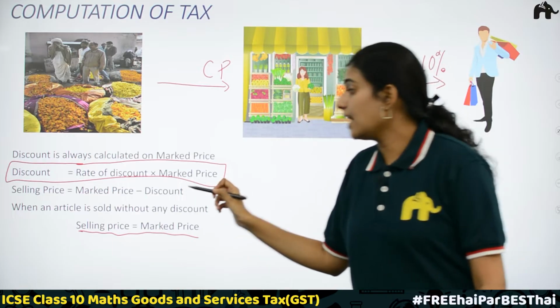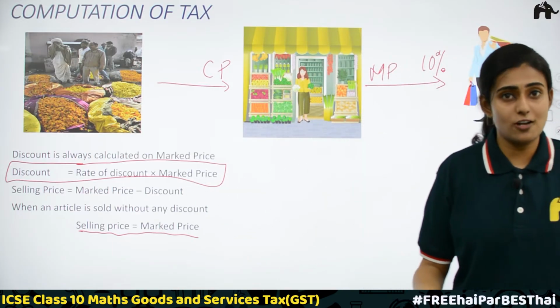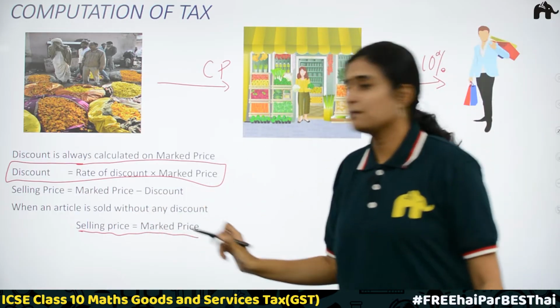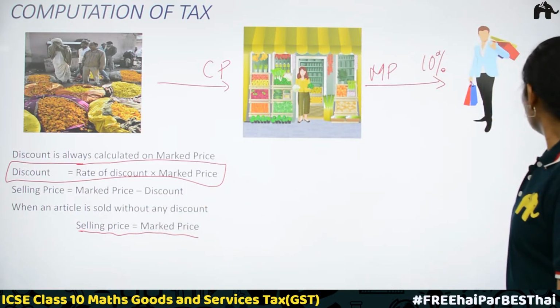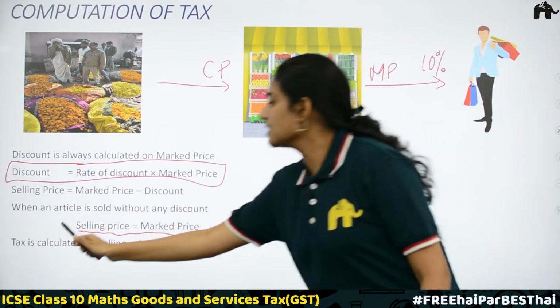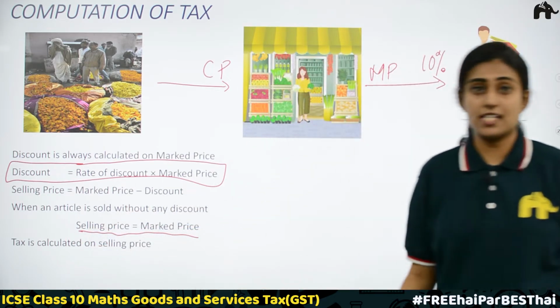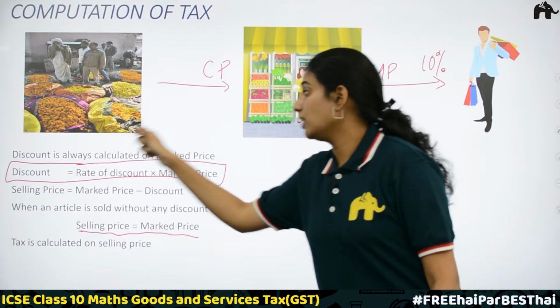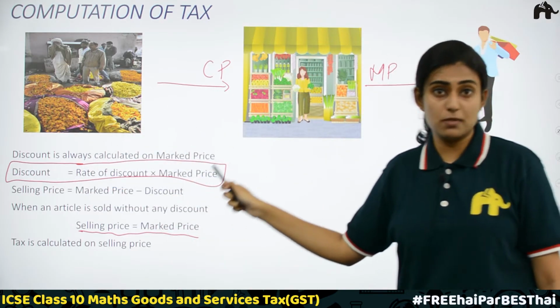It is not necessary that the shopkeeper gives you a discount always. There are chances there is no discount. In that case, selling price and marked price are equal. Now, in order to compute the tax, tax is always calculated on selling price. Tax is calculated with respect to selling price and discount is calculated with respect to marked price. Do remember these points.